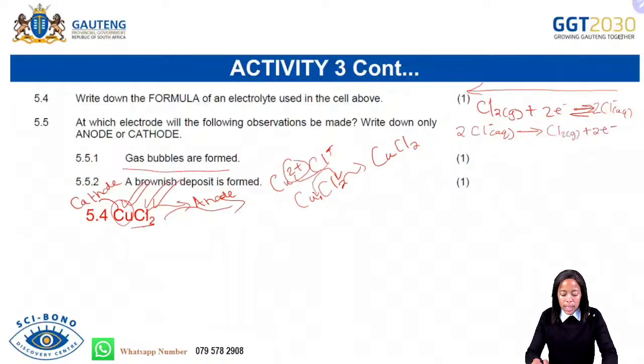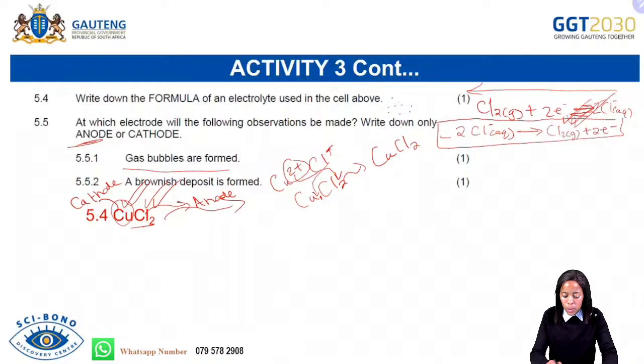Okay, are the gas bubbles formed by the anode, or are the gas bubbles formed by the cathode? Remember, when it comes to the anode, we are going to associate the anode with oxidation. So where do we have those gas bubbles? We have those bubbles from the chlorine gas then. Remember we said that the chlorine gas is green in color, and therefore it is going to be forming bubbles.